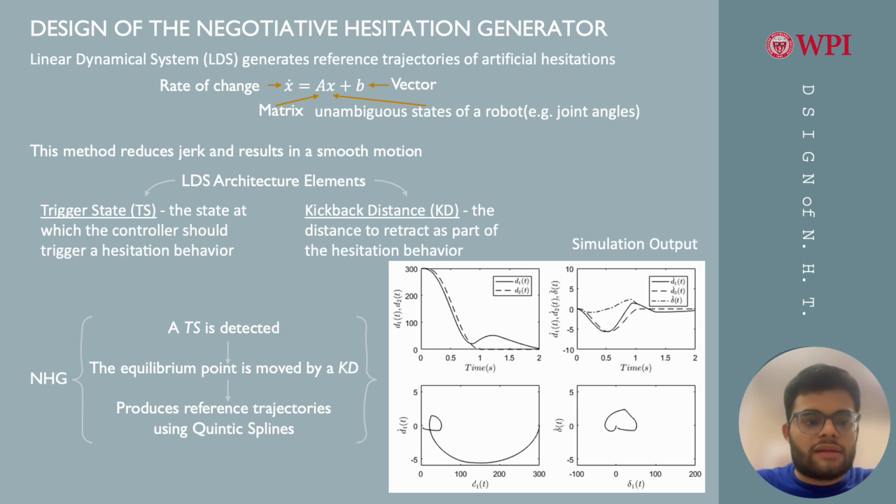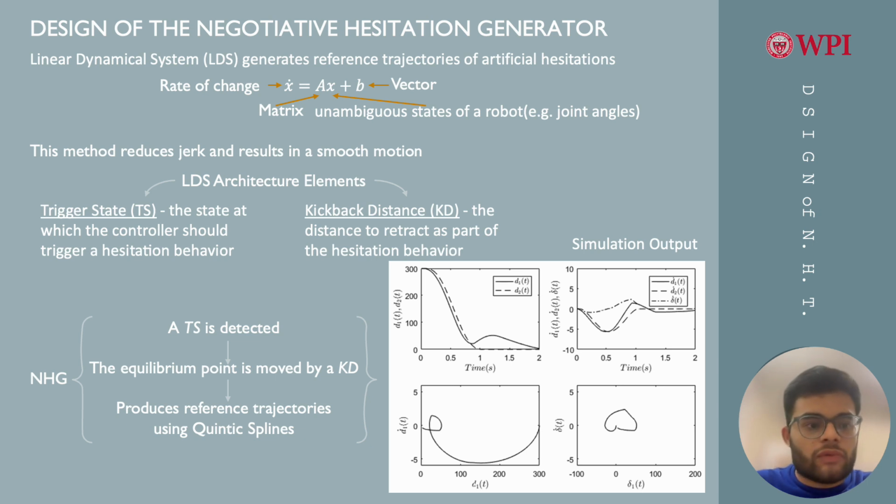First is the trigger state, that is the state at which the controller should trigger a hesitation behavior. The other is the kickback distance, that is the distance to retract as part of the hesitation behavior. This is also seen in humans, as the trigger state is when a human encounters a hesitation and starts to retract their hand, or starts to engage in non-verbal cues of negotiative hesitation. The kickback distance refers to the distance retracted by the hand of a human when hesitation is being conducted.